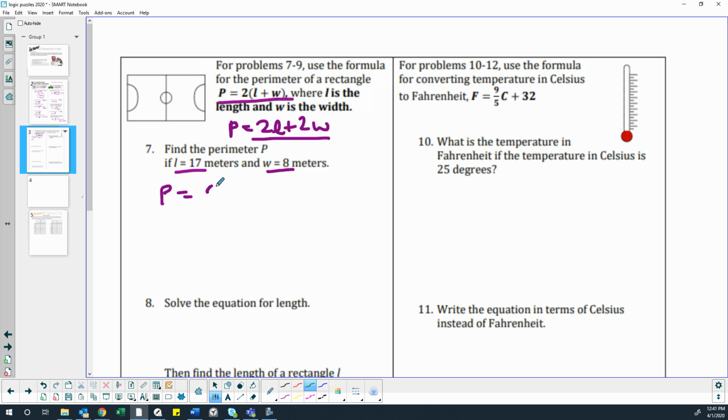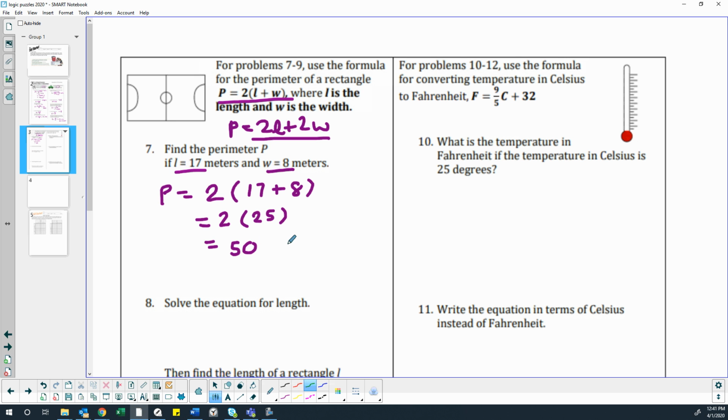So we can go 2 times 17 plus 8. I'm going to go ahead and just use the original formula with the 2 on the outside and the 17 plus 8 on the inside. So then what is 17 plus 8? I think it's just 25.